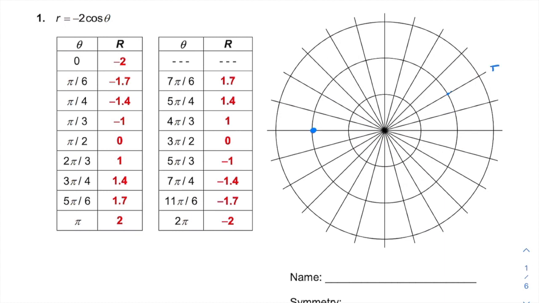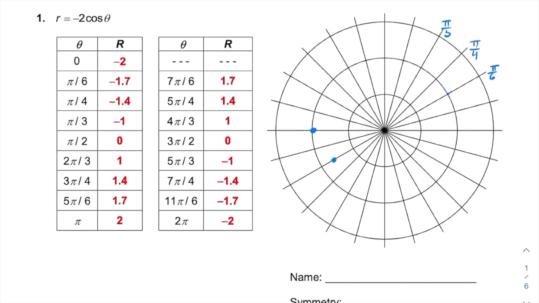Remember that this line is pi over 6, pi over 4, pi over 3. So for pi over 6, negative 1.7, that would be right before 2. We follow that line to the other side. We should be at the second line, and I'll say 1.7 is about right here. Negative 1.4 for pi over 4, negative 1.4.